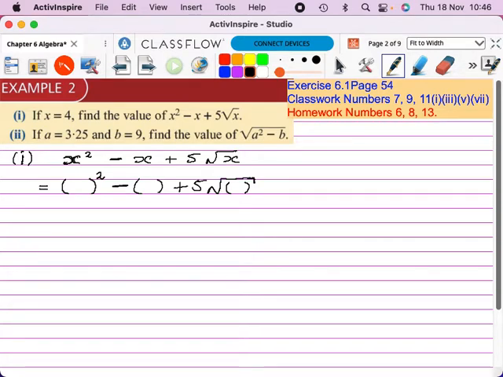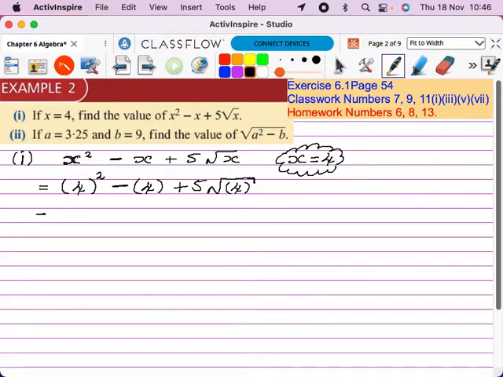Now, we have to go back and read the question. And really, I should have written this down first. But in the question, we were told that x is equal to 4. So that now means that since every single empty bracket for this particular question was x, every single bracket gets replaced by the 4.